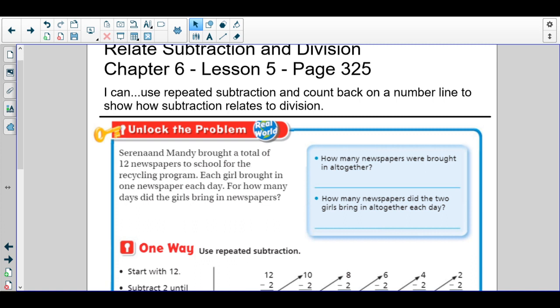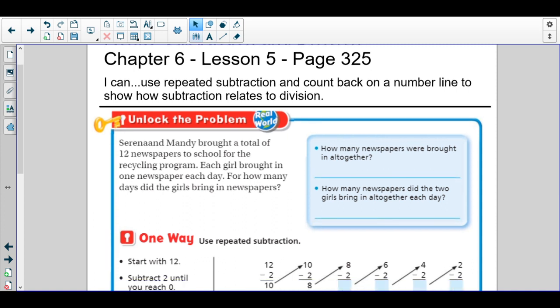Serena and Mandy brought a total of 12 newspapers to school for the recycling program. Each girl brought in one newspaper each day. How many days did the girls bring in newspapers? So, our first order of business is to figure out how many newspapers were brought in all together. And we can see right here they brought in a total of 12 newspapers.